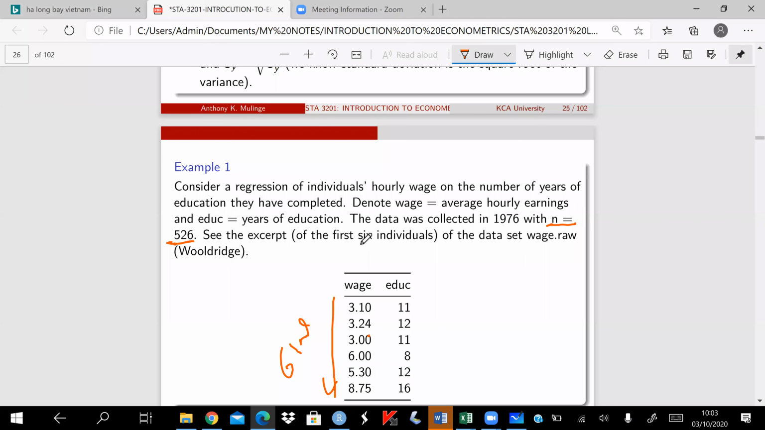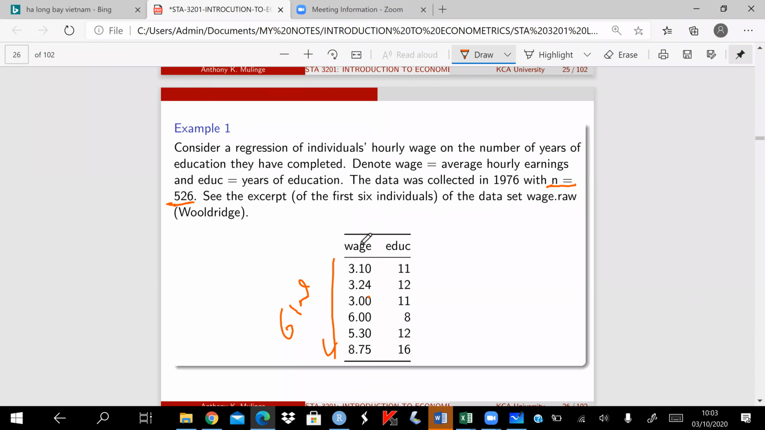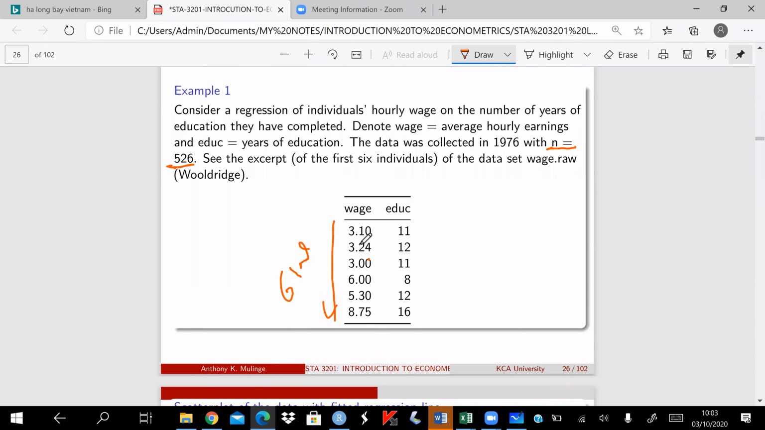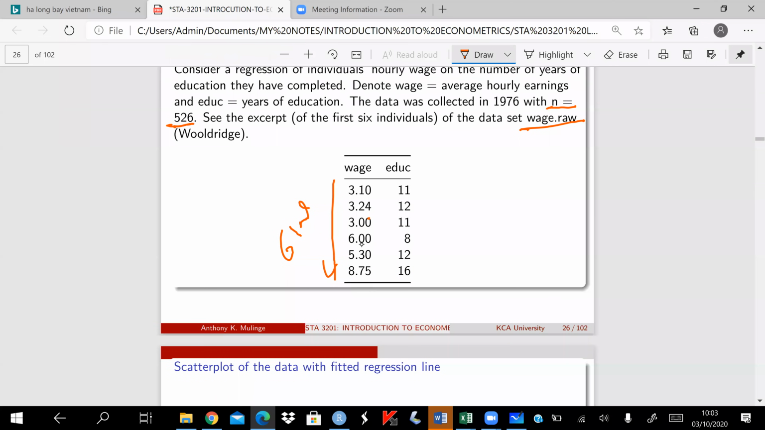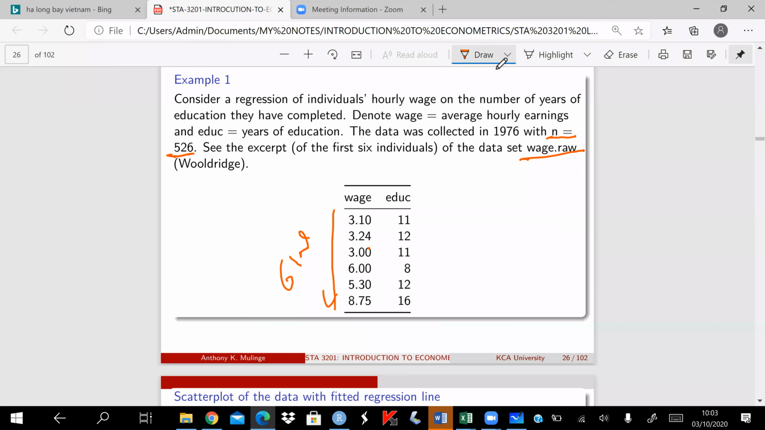All right. So what we have displayed here are just 6 individuals out of the 526 individuals. So this is the data in question. The data is called wage.raw in the textbook. So let me display that data set in a short while.